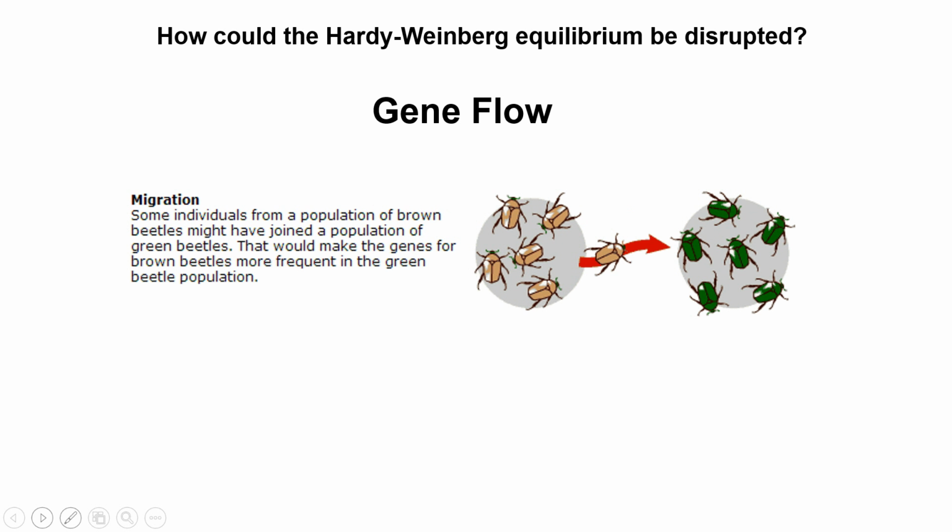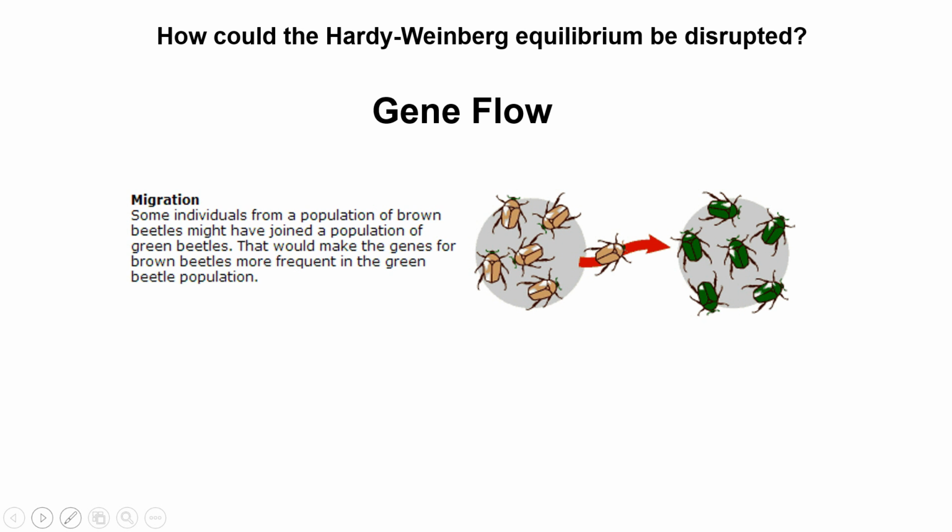Gene flow. Here you have individuals coming into a population, or individuals leaving a population. That means that you have alleles coming in, and you have alleles leaving the population. So this is a way that some new alleles can be introduced into a population. Now, those alleles could be beneficial, those alleles could be deleterious.